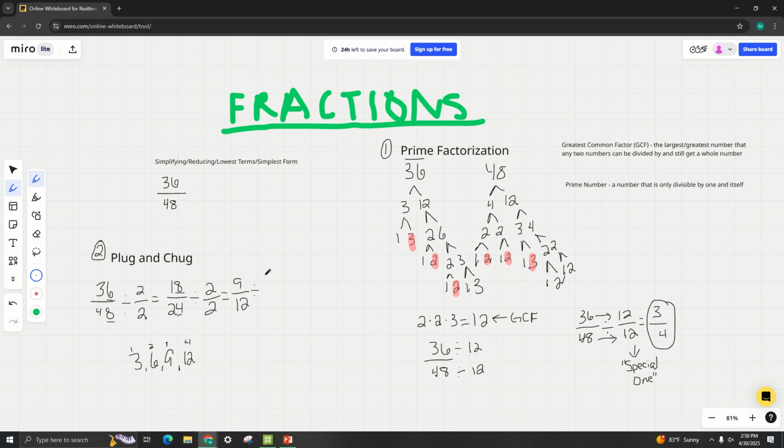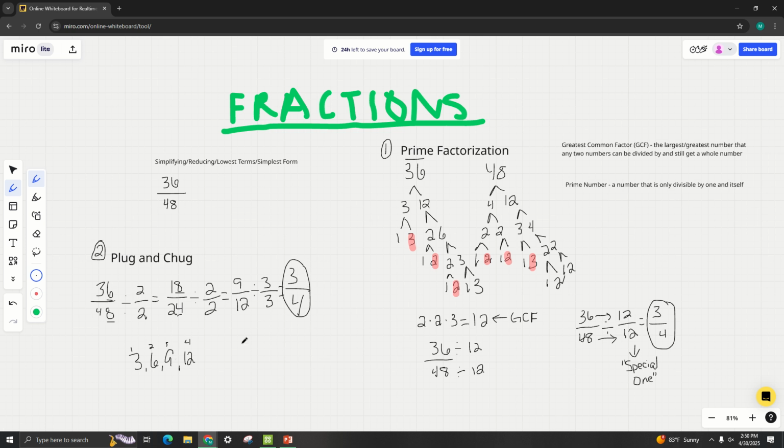Divide by my 3/3, my special 1. My special 1 of 3 over 3. 9 divided by 3, that's going to get me 3. 12 divided by 3, that's going to get me 4. So we can see here I got to the same answer of 3/4 using a different method.